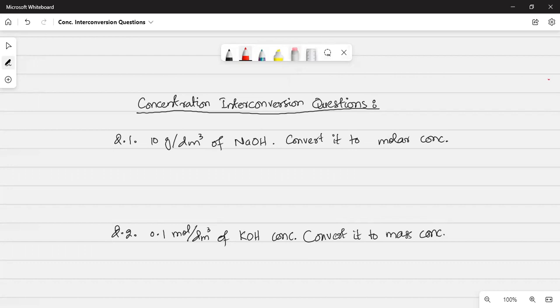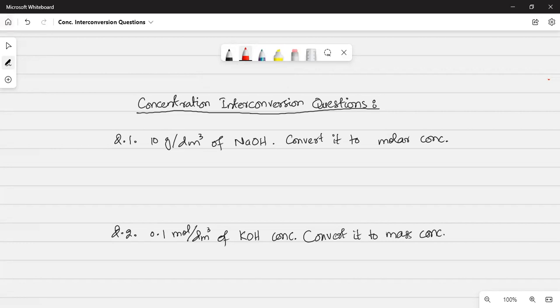So, it's mass divided by volume. Hmm? The interconversion formula, the one at the bottom of the page. Do you want me to take you to that page?